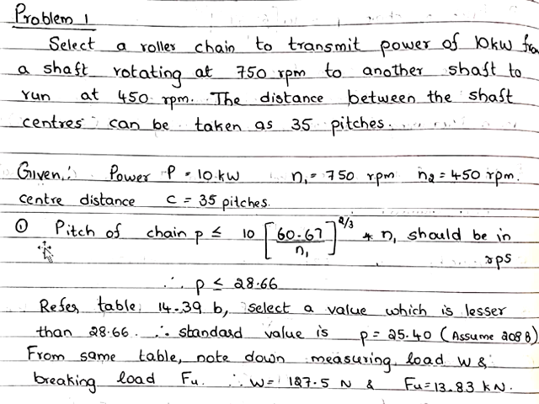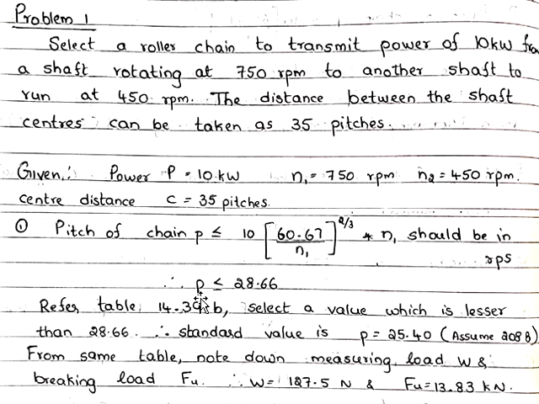Step number 1. Calculate pitch of chain using equation P should be smaller than 10 into 60.67 divided by N1 to the power 2 by 3. In this equation, N1 should be in RPS. Actually, N1 value is 750 RPM. Divide by 60, convert that into RPS. Then substitute here. You will get pitch value should be smaller than 28.66.